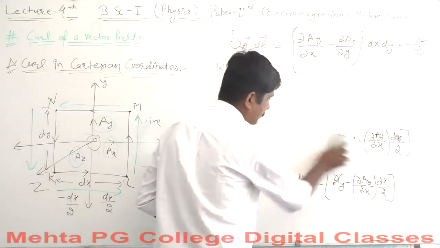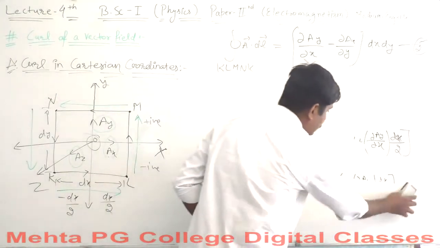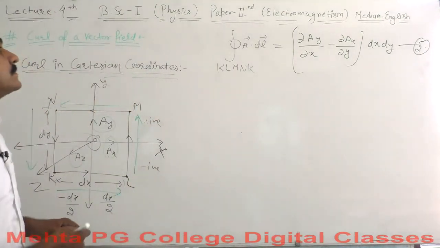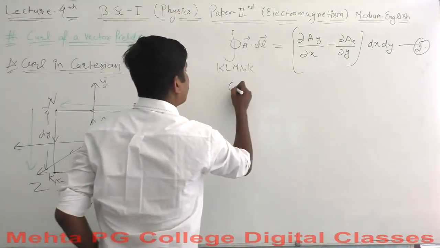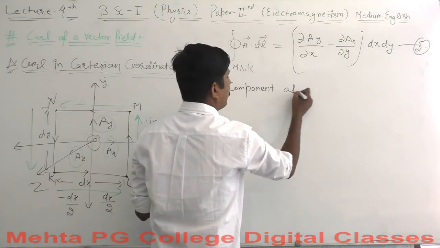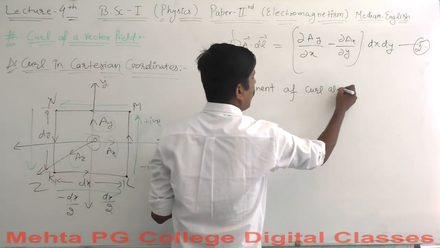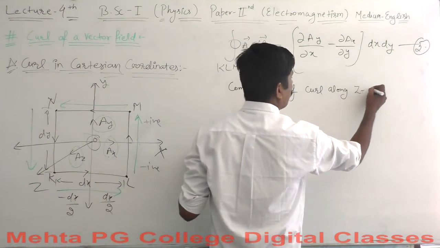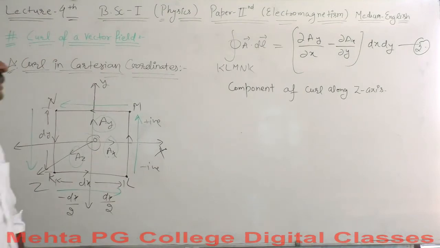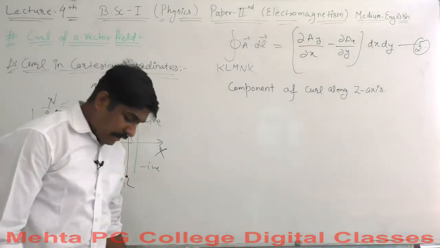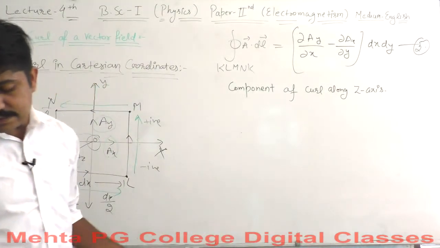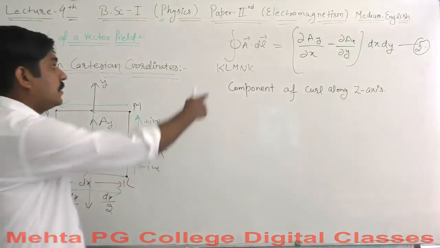Let me clear this off. I don't think it is needed further. This is the component along the z axis. Component of curl along z axis. So this is the component of curl along z axis. So what will the direction be for the x axis and for the y axis? So what will it be? It will be for the x axis and y axis, you say. You can write it here.